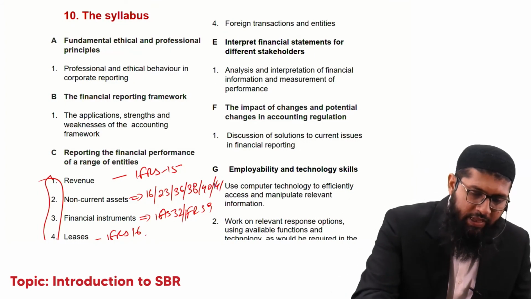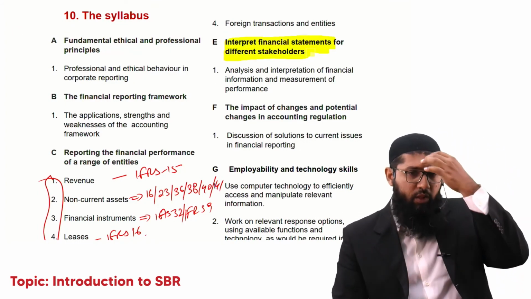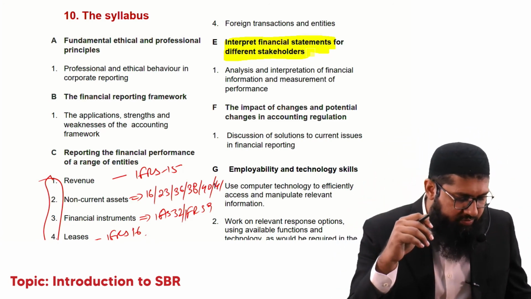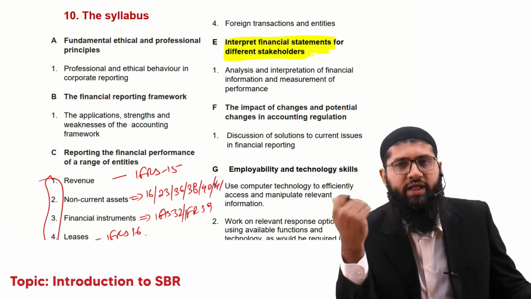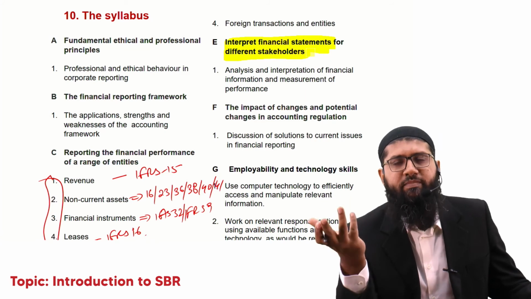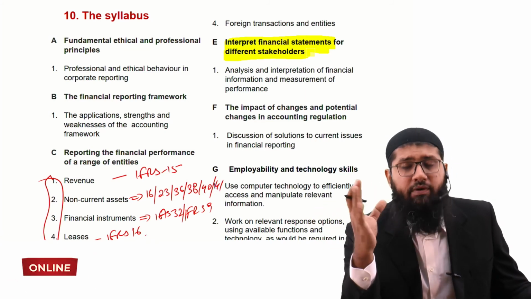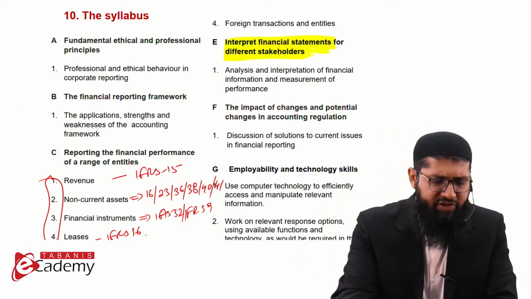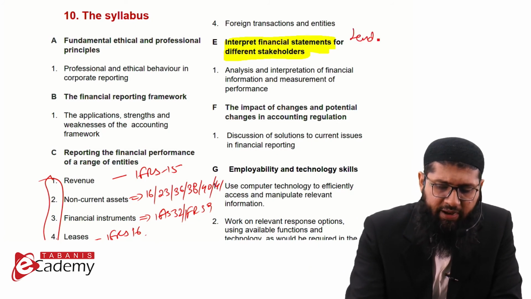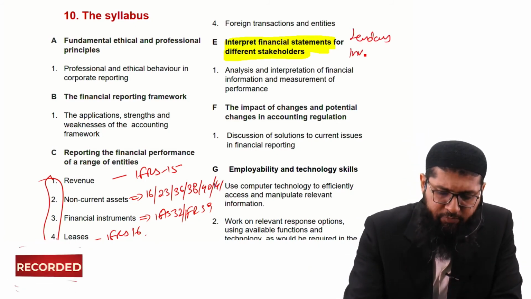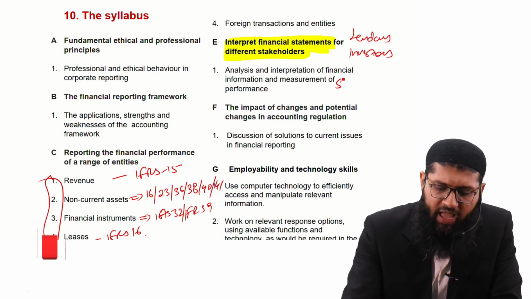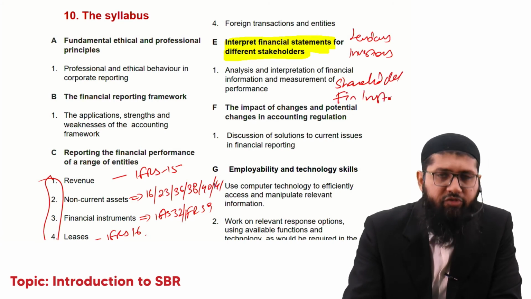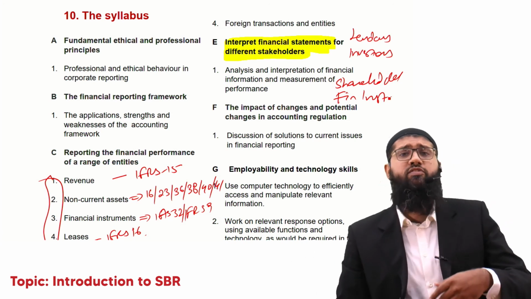Next, the interpretation of financials for different stakeholders, a very important and interesting area. At the F7 level, we study ratio analysis. I repeat, at the F7 level, we study ratio analysis. The ratios are simply financial statement evaluation. But at this SBR level, it's an evaluation from the perspective of stakeholders. What are the different types of stakeholders that you may have? You may have lenders, you may have potential investors, you may have the existing shareholders, your investors may be some financial institutions, your investors may be some private equity firms.